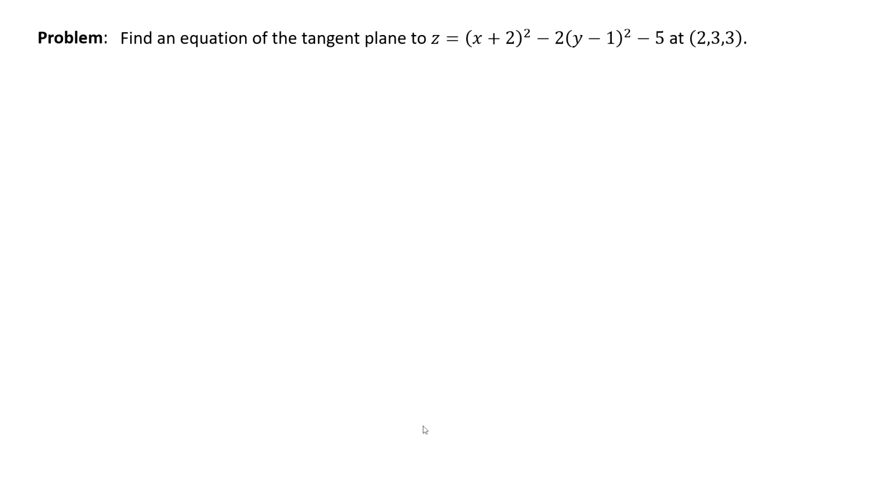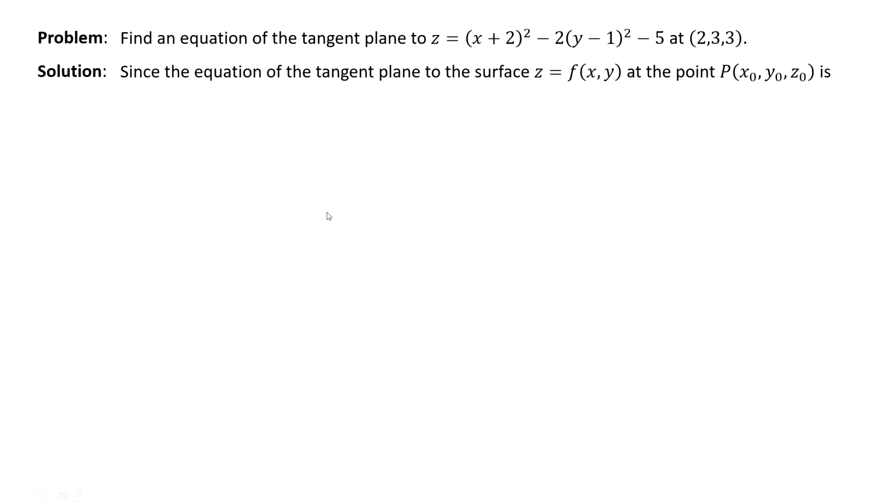Simple problems, straightforward ones. I hope you don't feel that I'm insulting your intelligence by doing this. Find an equation of the tangent plane to z equals blah blah. Do we remember I mentioned this: z minus z sub 0 is equal to partial f with respect to x at x sub 0, y sub 0 times x minus x sub 0, this thing. Well, do we have all the information to be able to figure out all this? z, that's what we need to find. Do we know z sub 0? That's the z coordinate of the point, which happens to be 3. So that we know.